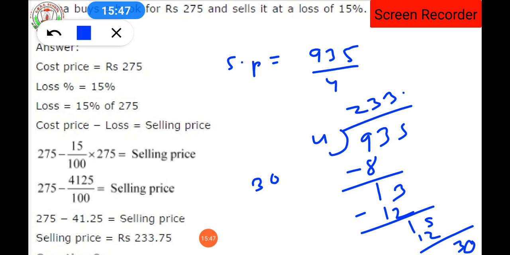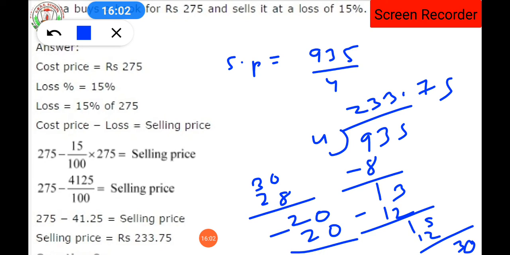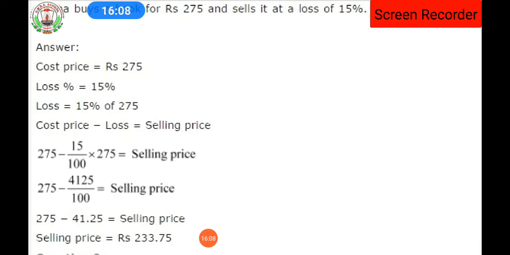Now 30, that means how much number will be? 24, 6 times it is coming, and 28 how many times? That is 7 times. So 333.7. Get cancelled 0. So again 0, 25. So what is the answer we are getting? The answer we are getting is 233.75, which is the required answer.